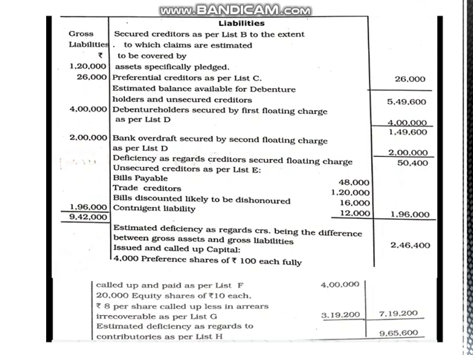Estimated deficiency as regards creditors being the difference between gross assets and gross liabilities, issued and called up capital. Here this sentence is another one, I have read it also, sorry. The difference between gross assets and gross liabilities will be 2,46,400, because here we are adding 1,96,000 plus 50,400, so you will get 2,46,400.